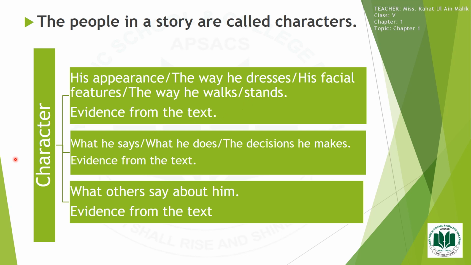Right? Then the second thing that we need to know about a character is what does the character say? What does the character say? What he does means the action of the character, the decisions he makes. So this way we would come to know whether the character is wise or not that wise, right? Then what others say about him? What is the opinion of other people about that character, right?